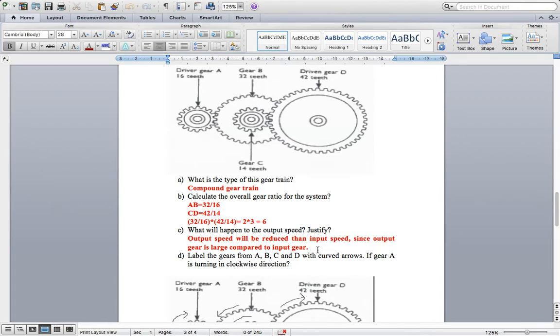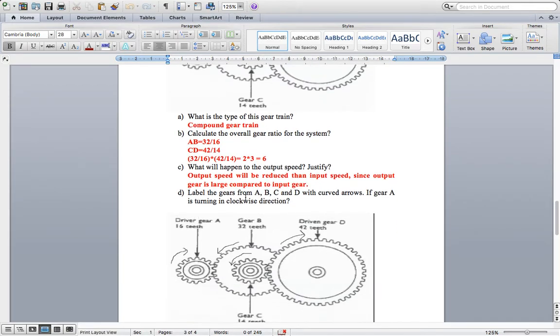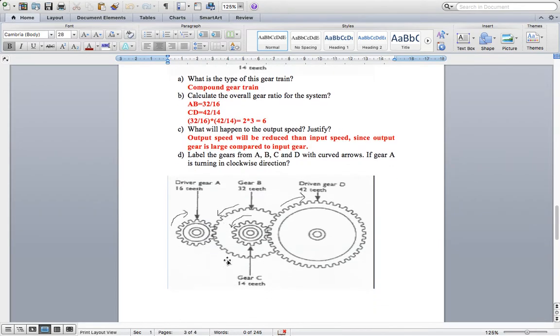Question number D. Label the gears A, B, C, D with curved arrows, which means you have to label the direction of each gear, and it's given that gear A is turning clockwise. As I told you, you can expect this question anywhere. So the first one is given clockwise. So of course the next touching gear will be opposite, anti-clockwise.